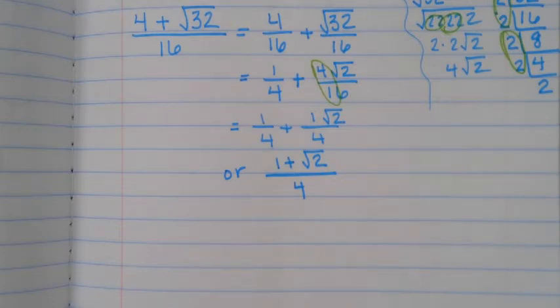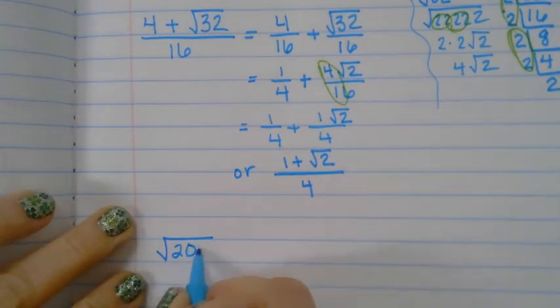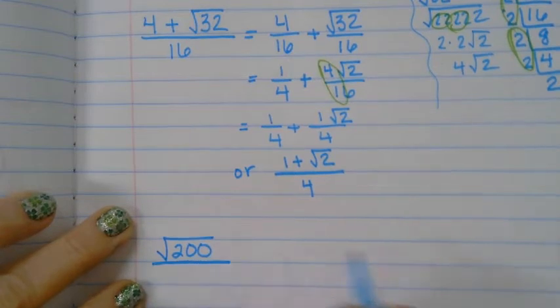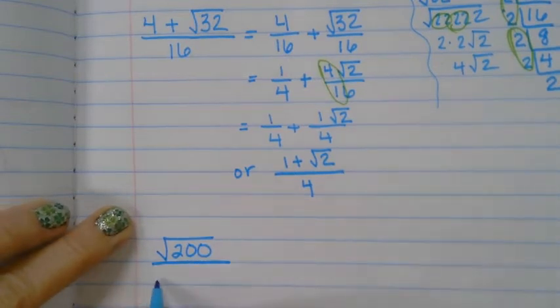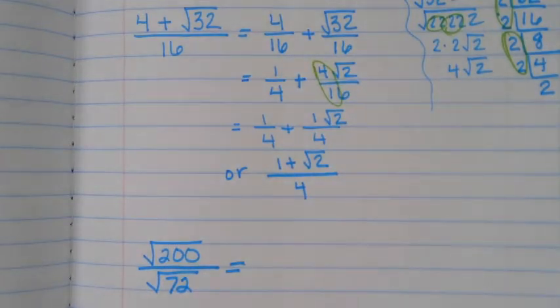Okay, let's see. How about something like this? The square root of 200 over the square root of 72. So what do you think? What do you think we're going to have to do here?